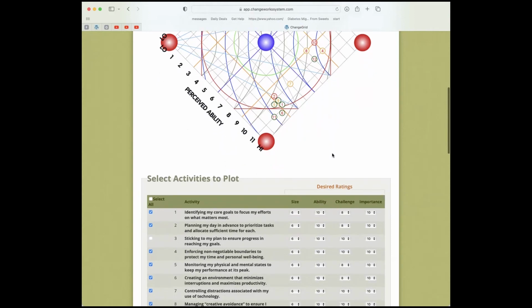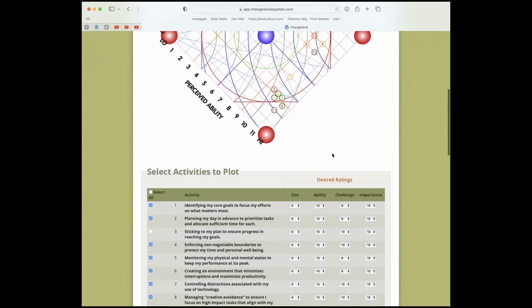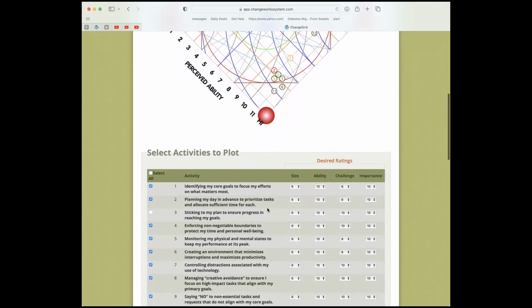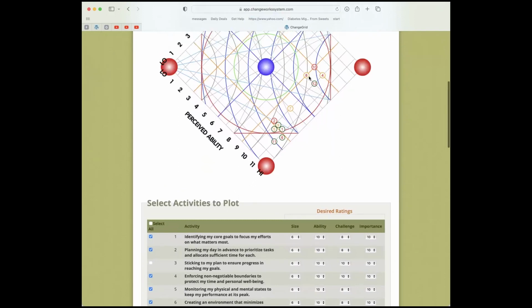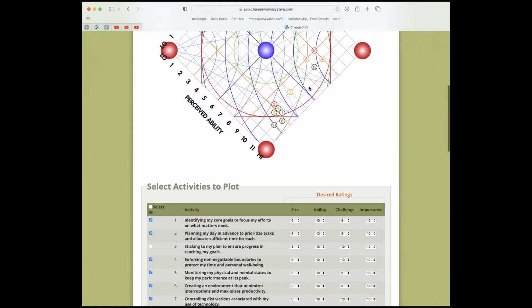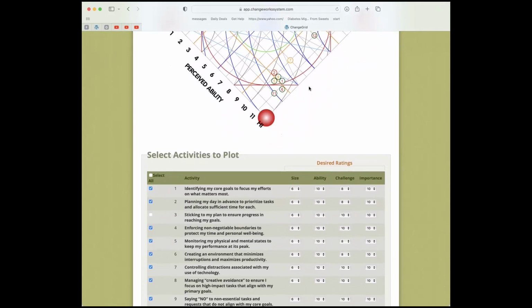Number 8, managing creative avoidance to ensure I focus on high impact tasks that align with my primary goals. That's a great spot to be on that one as well. You know, these are all plotting very nicely. I would be wondering, are you thinking as you filled it out about managing your own creative avoidance or managing the creative avoidance of the people you're counting on? No, myself in this case.